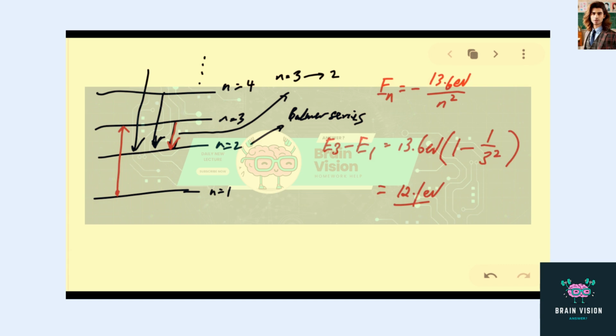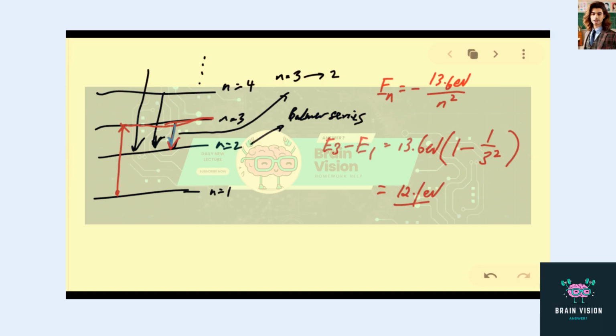Now the next part, we want to find how many different possibilities of emissions there are when you have this atom at the n equals 3 state. So now it's in the n equals 3. What are the possible photons that can emit before reaching the ground level?